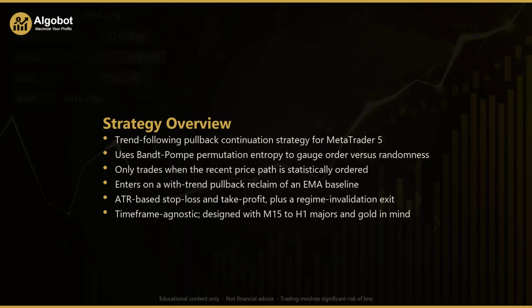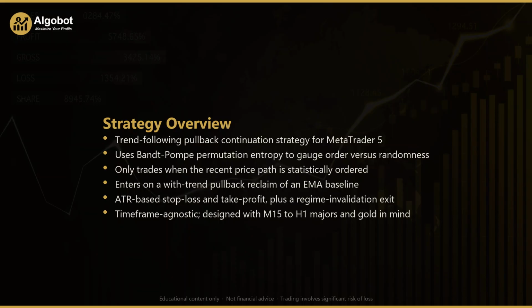A value near 1 means every shape is equally likely, so the path looks random or choppy. A lower value means a few shapes dominate, which points to an ordered, trending path. Because it's based purely on rank order, this measure is invariant to scale and to volatility. That's why a single threshold can be meaningful across foreign exchange majors, gold, indices, and crypto, and across both quiet and busy market conditions.